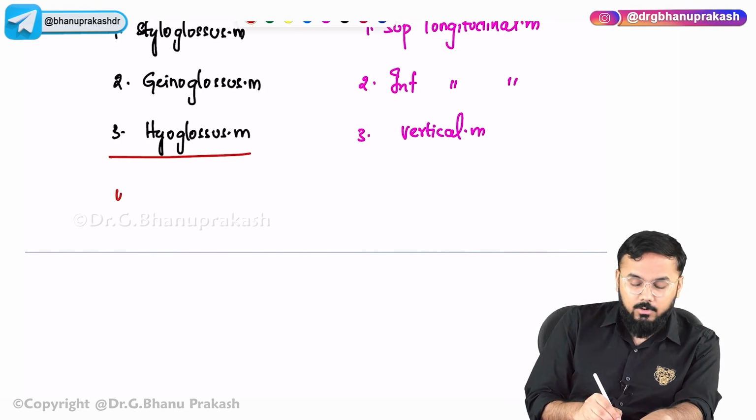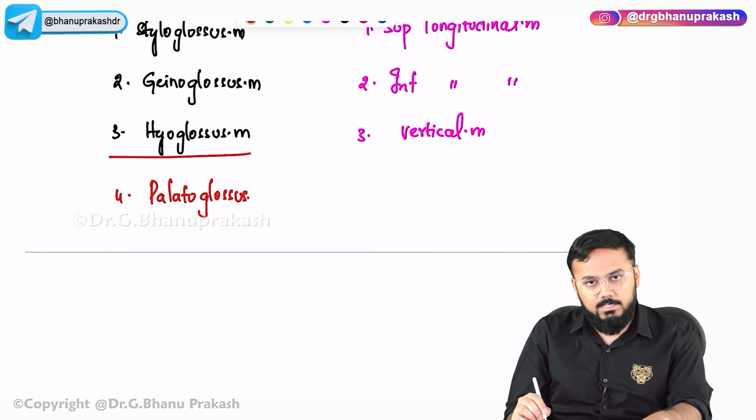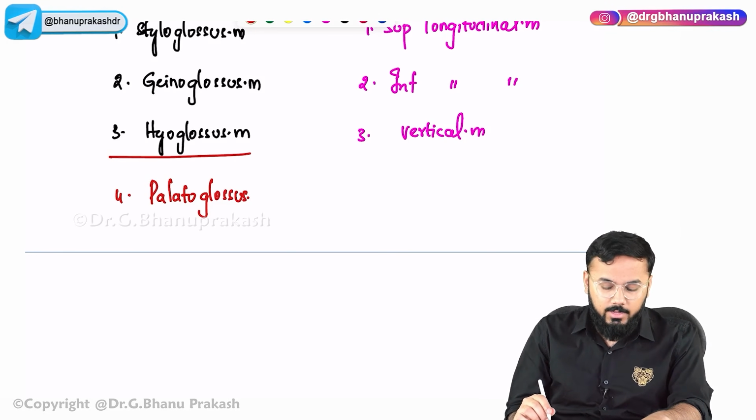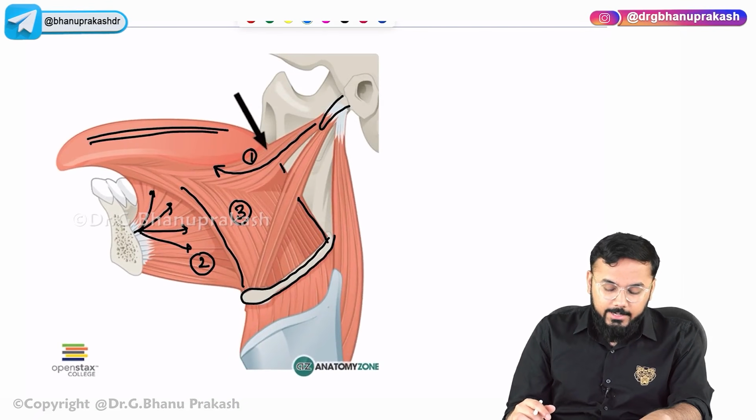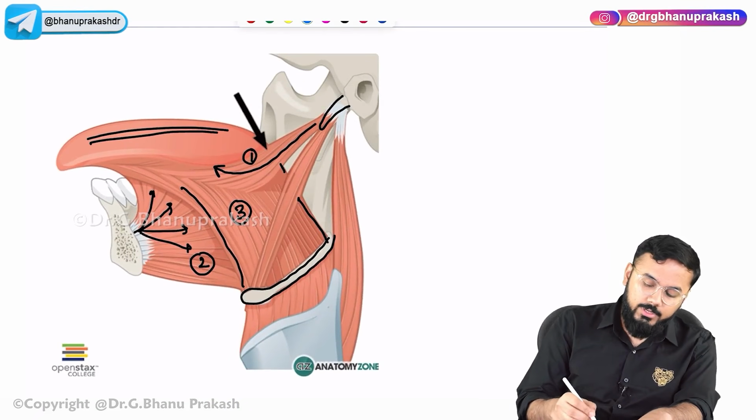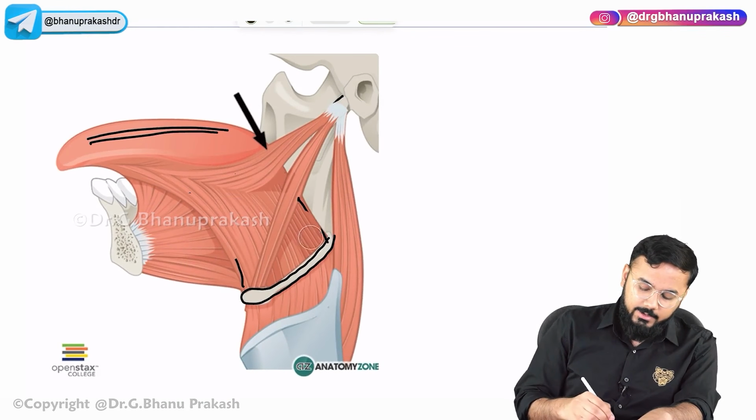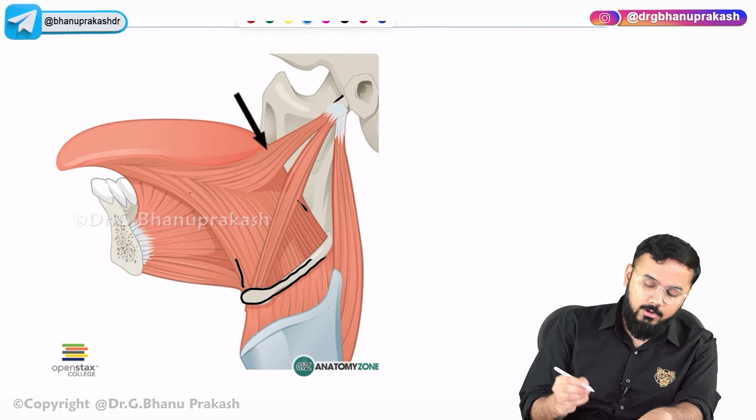Now, what is that one muscle over here? One extrinsic muscle over here is palatoglossus. What is palatoglossus? Again the same, all the way from the palate to the tongue, whatever muscle is attached, that is called palatoglossus. Right. If you look at styloglossus, what is styloglossus doing? See, this is your styloglossus. Muscle number 1 is your styloglossus, right? Wherever the arrow is pointed, that is your styloglossus.